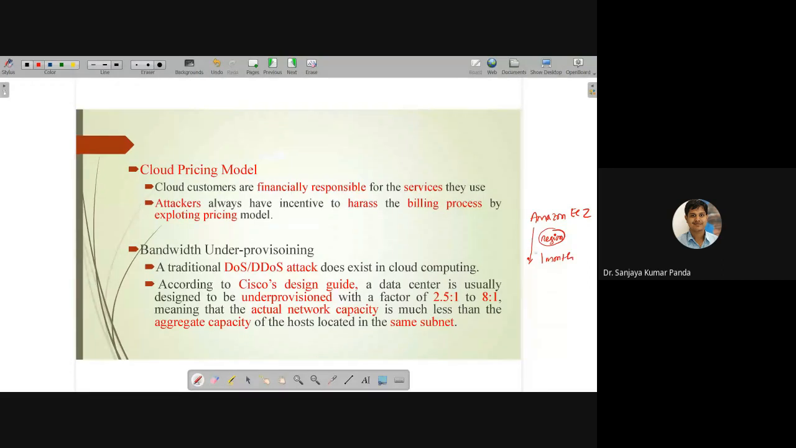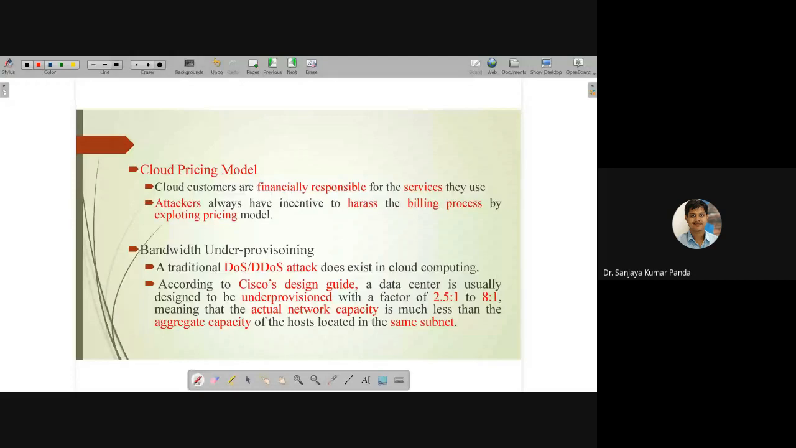So I was charged, let's say, 20 US dollars. But my intention was not to run this particular instance. I just wanted to use or demonstrate this instance in some talk or lecture. But it continued for up to one month. So Amazon charged me 20 US dollars at the end of the last month. That's why a customer is responsible for their services. An attacker always has an incentive to harass the billing process by exploiting the pricing model. So that is related to the cloud pricing model.